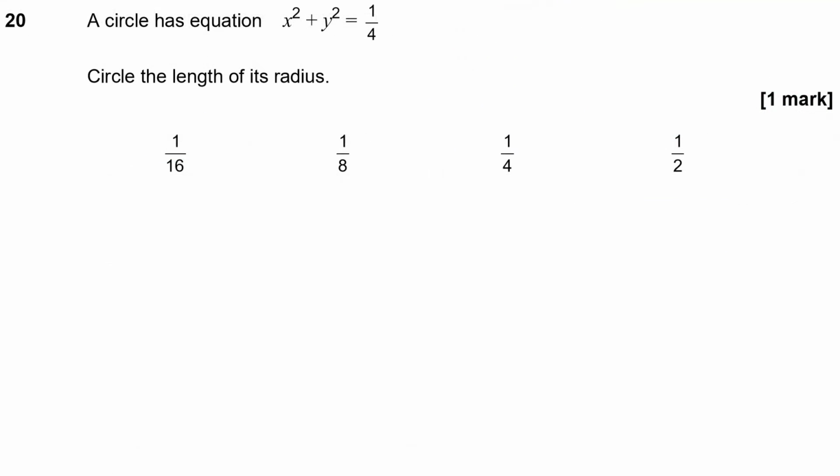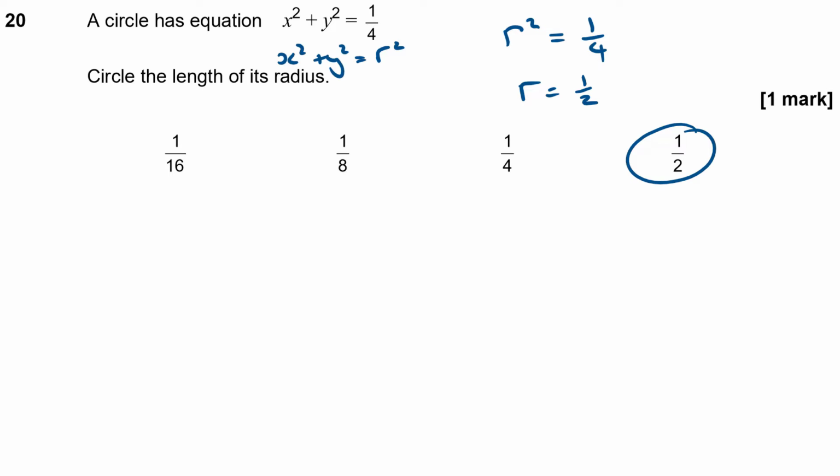In question 20 we're told that a circle has equation x squared plus y squared equals a quarter. Circle the length of its radius. Well, a circle centre origin has equation x squared plus y squared equals r squared, so that means that r squared should be equal to a quarter. So r is equal to the square root of that. Square root of a quarter is a half. So that's our value of r there.